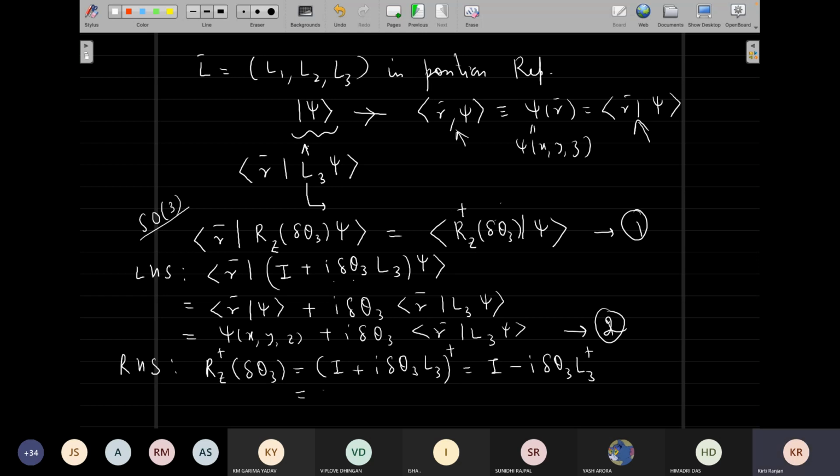L3, what kind of matrix is it? Generators, SO(3): traceless, Hermitian matrices. So this will become I minus i delta theta 3 L3, remembering that L3 dagger is equal to L3. This is the property of the generator we found. Now I am just going to write down the matrix representation we use. So I in 3 by 3 matrix is given by 1, 1, 1, 0, 0, 0, 0, 0, 0, minus i delta theta 3.